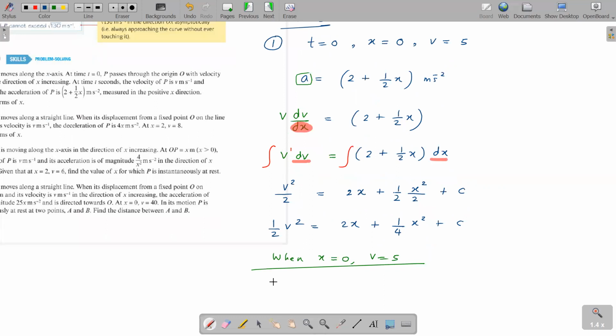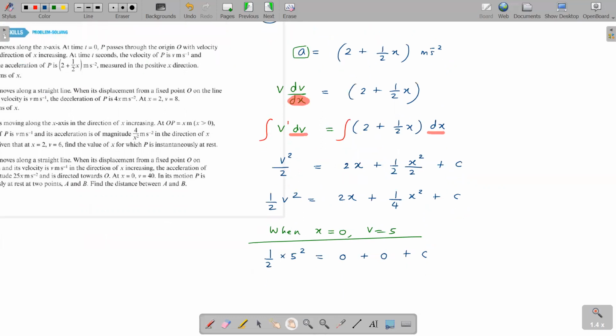When x is 0, v is 5. What do I get here? Half into 5 square equals 2 into 0 is 0 plus 1 over 4 into 0 square is 0 plus c. So what's the c value? C equals half into 5 square is 25 over 2. Do you agree with me? C is 25 over 2.